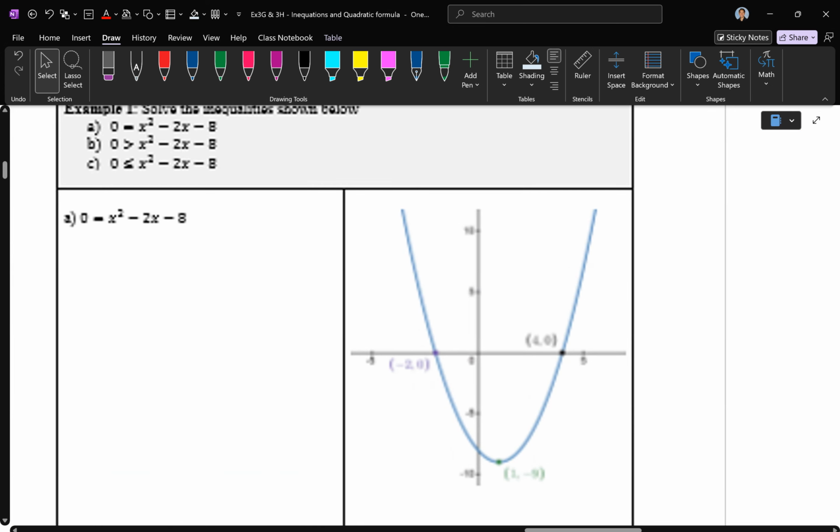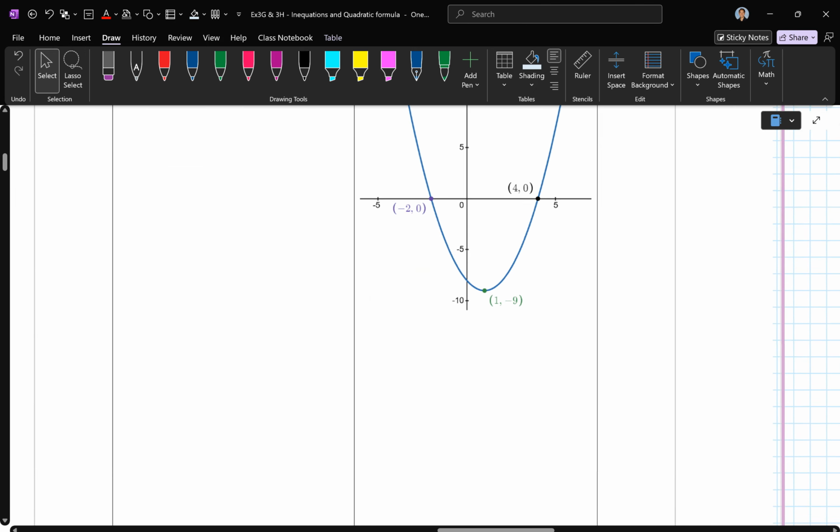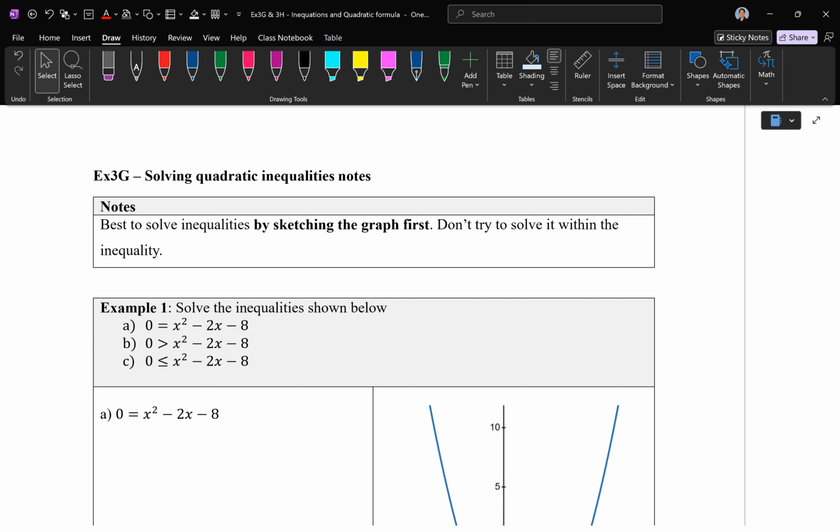I want you just to understand what 3G is going to be about. Now, notice that on 3G, I wrote here, the best way to solve inequalities, and I want you to remember this, 3G, for quadratic, you must sketch the graph first. I'm going to highlight that. You must sketch the graph first. It's not like linear, how you did linear, you can solve it algebraically. This one, if you try to do it algebraically, you're going to do it wrong. So, here's an example.